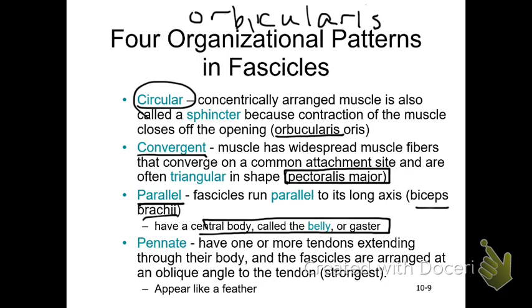And these are some of the strongest muscles of the body because the fibers are arranged in an oblique pattern that gives them a feather-like appearance. And you'll see all of these fascicle arrangements in different muscles that you'll be learning in the next couple of weeks.